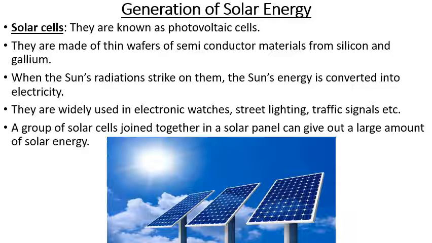A group of solar cells joined together in a solar panel can give out a large amount of solar energy and can produce electricity enough to run street light, irrigation water pump, heating of house, etc.